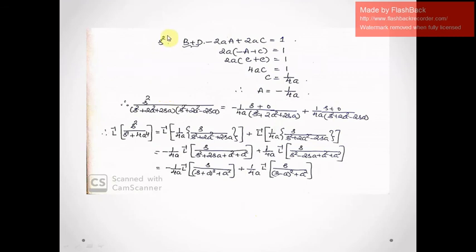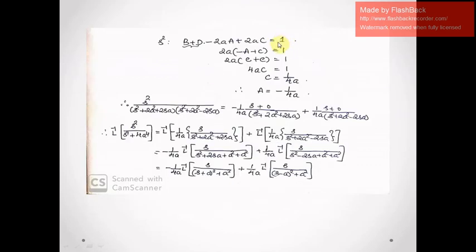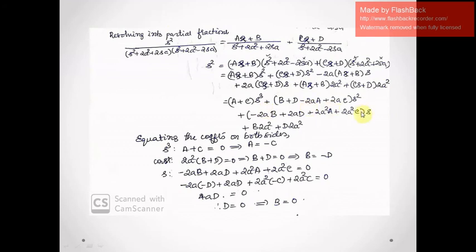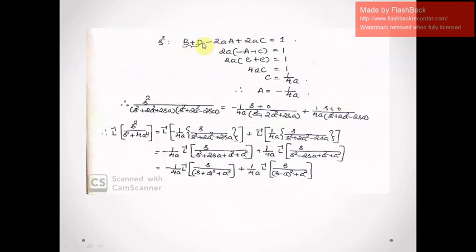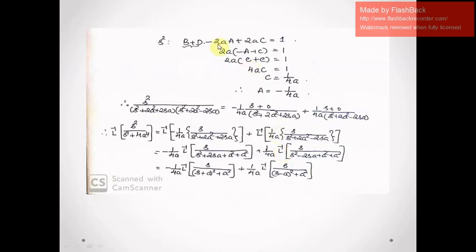So the next thing we'll do is equate the coefficients of s square. On the left hand side there is s square, so 1 will be the coefficient on the left hand side. Right hand side is b plus d minus 2a square plus 2ac. B plus d we have found equal to 0 from here. Take 2a common: minus a plus c is 1.